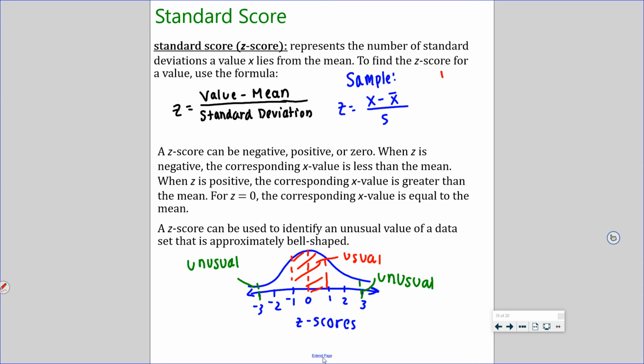And then for a population, the z-score would be x minus mu, divided by sigma. What's that symbol called again? Isn't it sigma? It's sigma, but not the E. Okay, sigma.